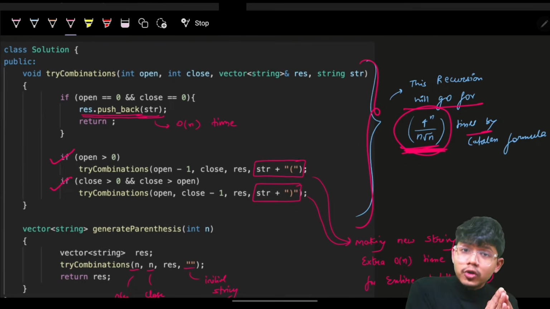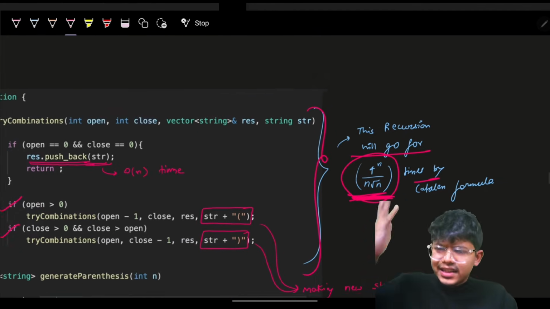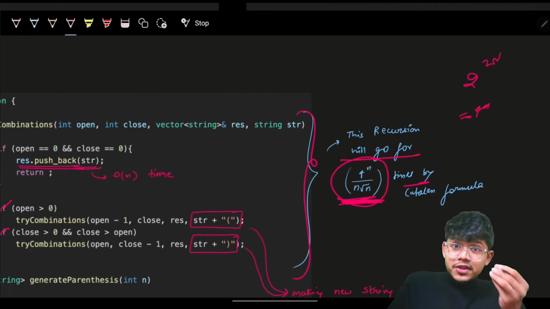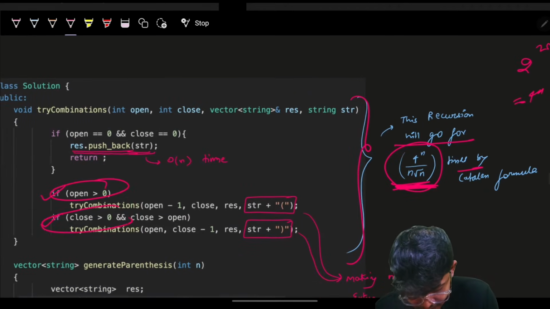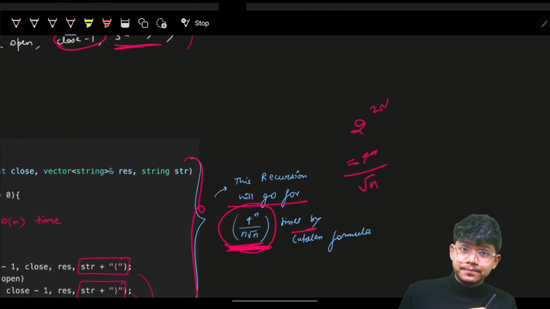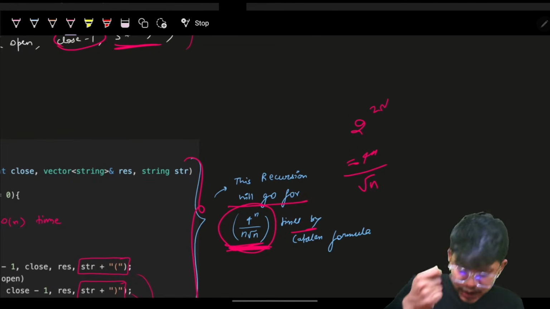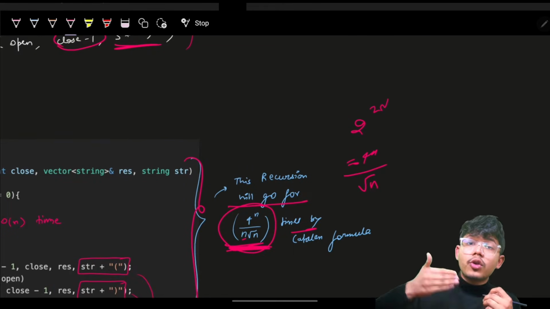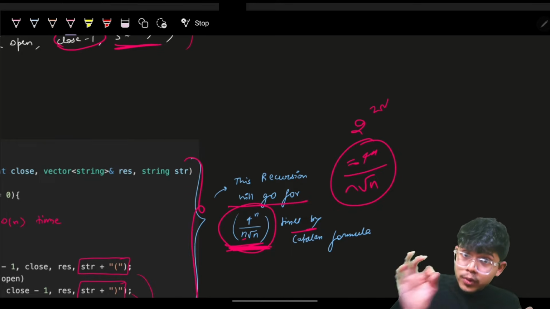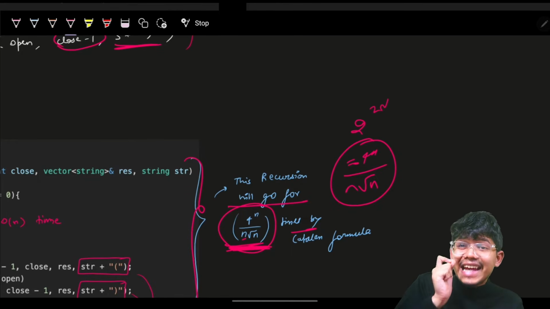Again, in an interview, if you are not remembering that, you can just let the interviewer know it is roughly 2 raised to power 2n time complexity, which is also 4 raised to power n. But because of the optimization you have done, which is the if conditions, you have reduced it by root n time, and there is an n factor because you are going through all these states. Again, this is just for you to remember. The proof will be derived by the Catalan formula.